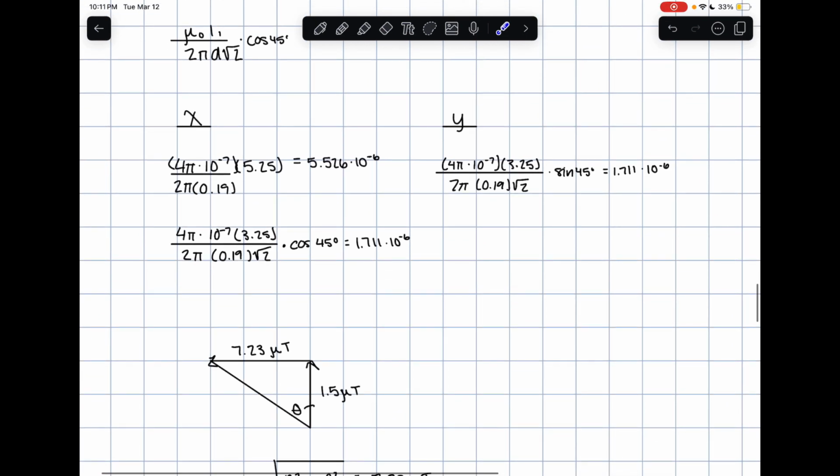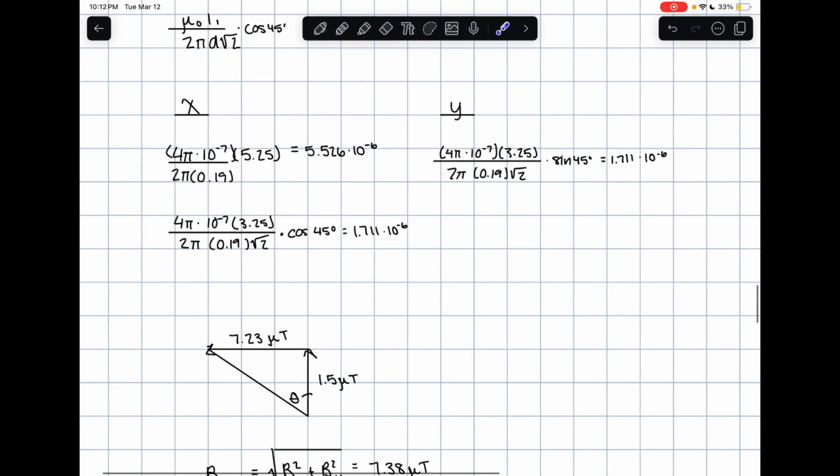So finally, down here, we can just draw our triangle, which is a common theme in this problem, triangles. We have our vertical component pointing upwards at 1.5 microteslas, and if we add these two together, we have that it is pointing towards the left 7.23 microteslas. So here now is our simplified vector diagram for the magnetic field, and we have this as theta.